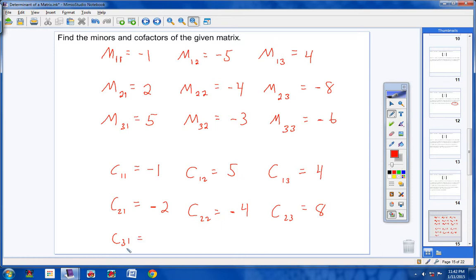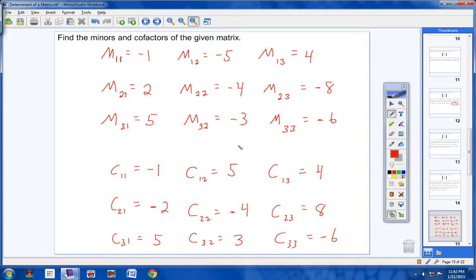Next is cofactor 31. 3 plus 1 is 4. That's even. So we do not change the sign of the 5. We leave it alone. Next is cofactor 32. That's an odd number, 3 plus 2. So we do change the sign of this. Negative 3 becomes positive 3. And then cofactor number 33. 3 plus 3 is 6. That's even. So we do not change the sign of negative 6.